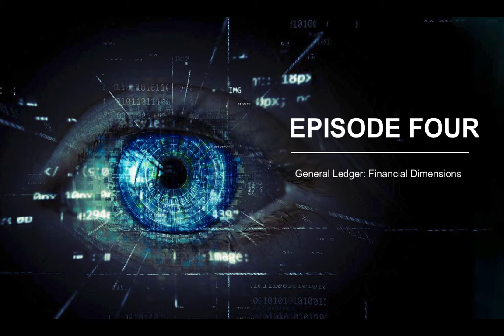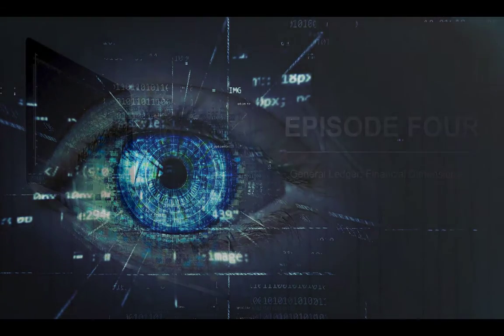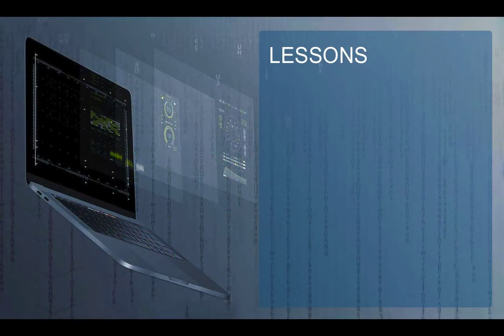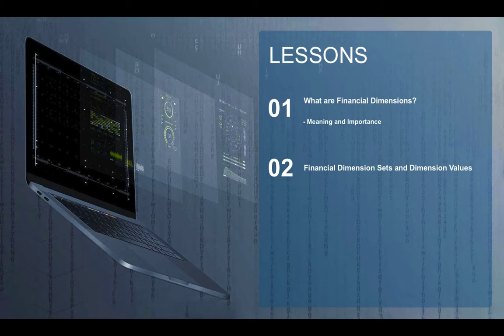Today we'll be looking at General Ledger and we'll be focusing on financial dimensions. In today's episode, we are going to be looking at what financial dimensions are, their meaning and importance. We're also going to be looking at financial dimension sets as well as dimension values. We'll be looking at their meaning, their relevance, and how they are set up.